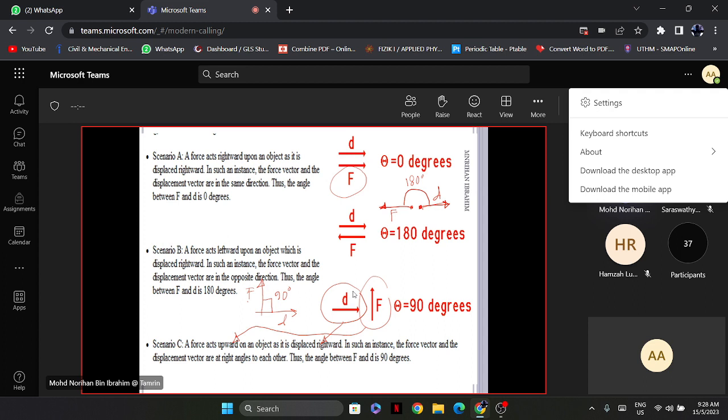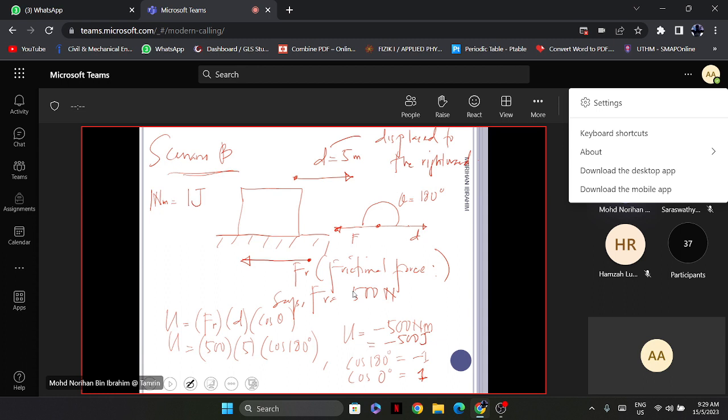So if it's happened, no work done because cos 90 degree is equal to 0. Okay. Cos 90 darjah sama dengan kosong. So if kosong, no work done. Even though displacement berlaku dan juga ada tindakan daya, tapi ianya membentuk sudut sebanyak 90 darjah in term of displacement vector dan juga force vector. Right? So no work done. So that is for the scenario C lah.